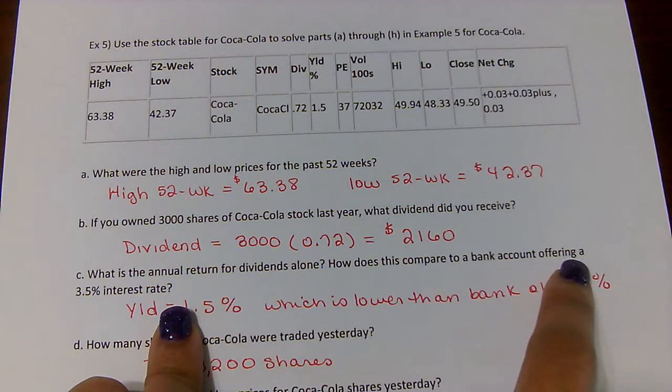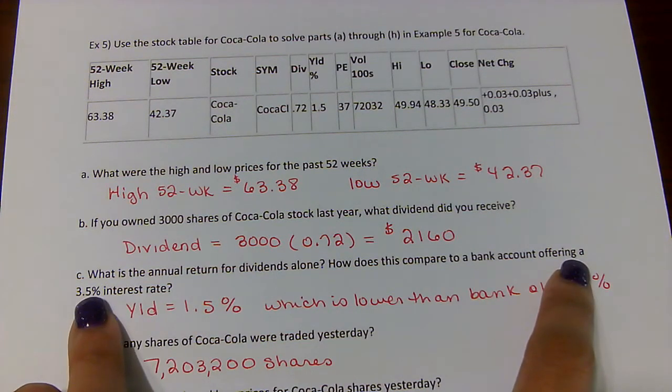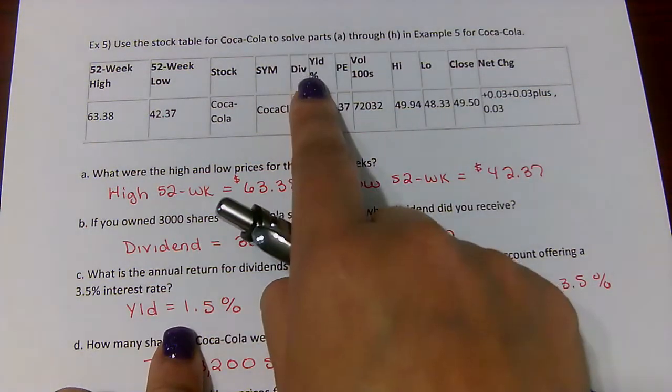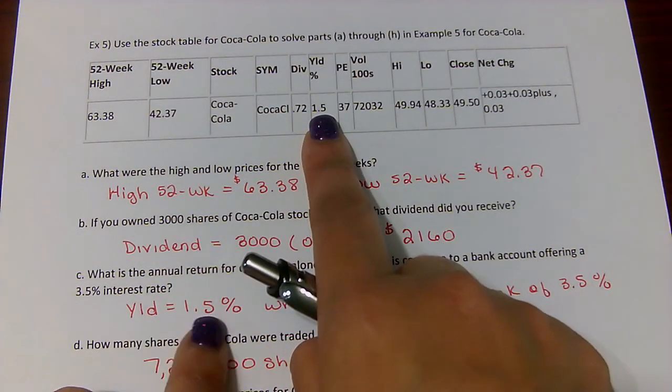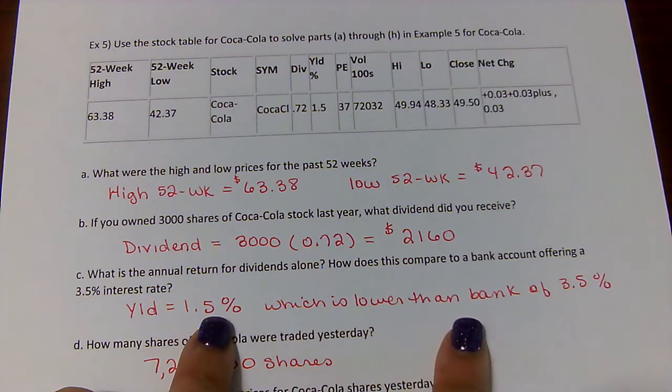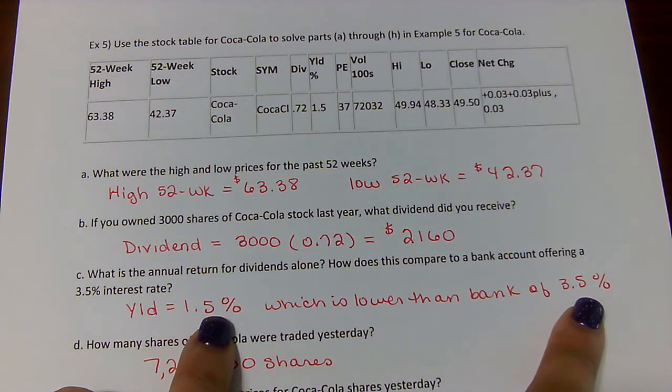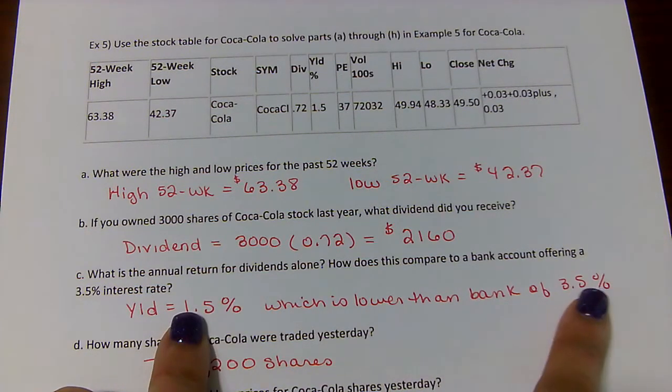Part C says, what is the annual rate of return on dividends alone? How does this compare to the bank at a 3.5% interest rate? So here our yield is 1.5%, which is lower than the bank's 3.5%. In this particular case, putting your money in the bank would have earned you more money.